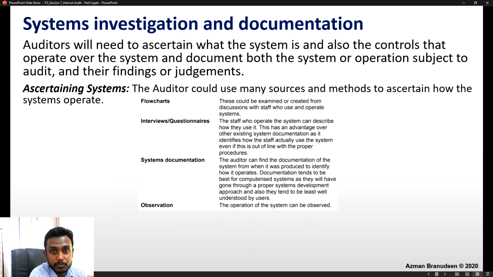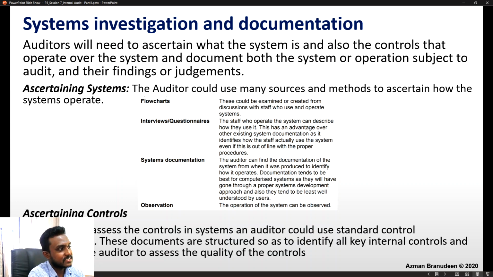Then you have systems documentation, where the auditor can find the documentation of the system from when it was produced to identify how it operates. The documentation tends to be best for computerized systems, as they will have gone through a proper systems development approach, and they also tend to be least well understood by users, because the developers are the ones who have the highest level of familiarity with systems documentation. Still, the auditors can use them. And then there is observation, where the operation of the system can be observed.